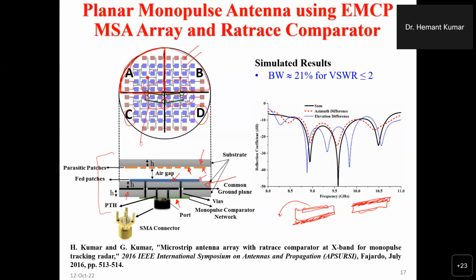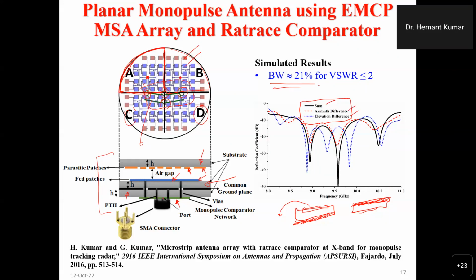After simulating this, we get three outputs, basically three reflection coefficients, from the sum port, azimuth difference port, and elevation difference port. If you see the result here, the S parameters, you can see them for all the ports: sum port, difference port, and elevation and azimuth difference ports.